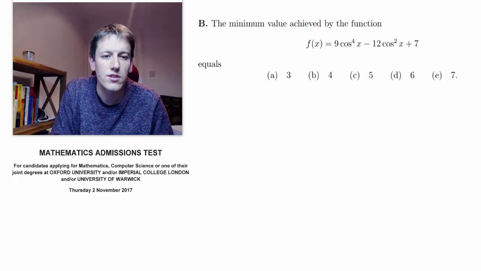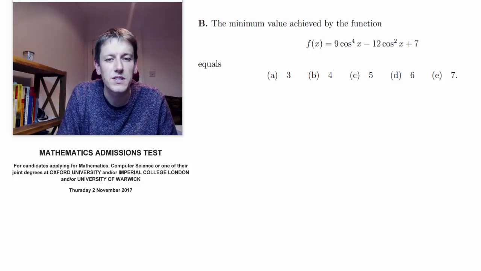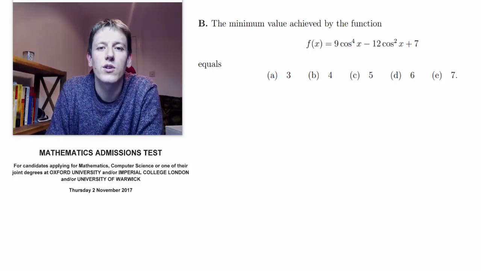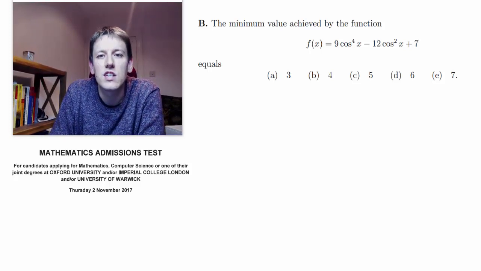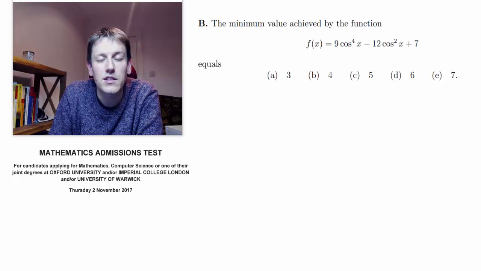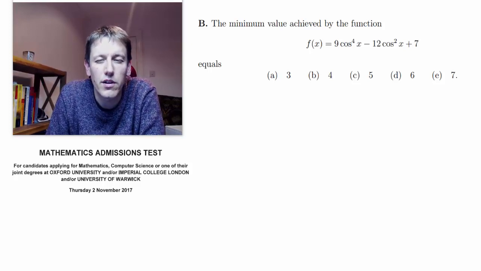Okay, here's the second question from the math submissions test from 2017 for Oxford, Imperial and Warwick. And we've got to find the minimum value achieved by this function, 9 cos to the 4 x minus 12 cos squared x plus 7. You might think about differentiating this straight away.